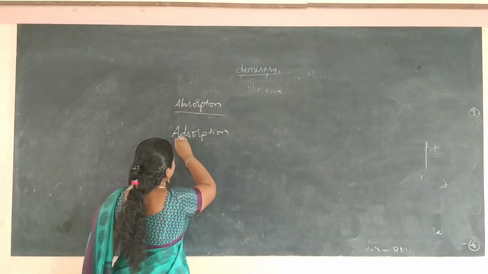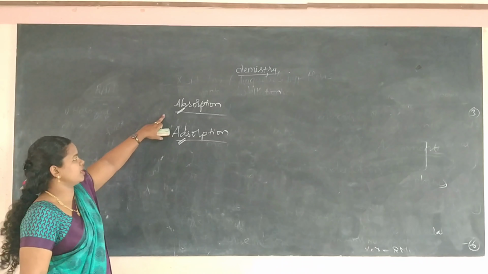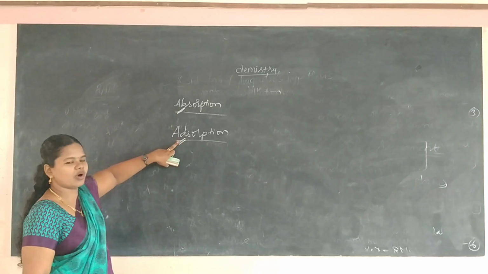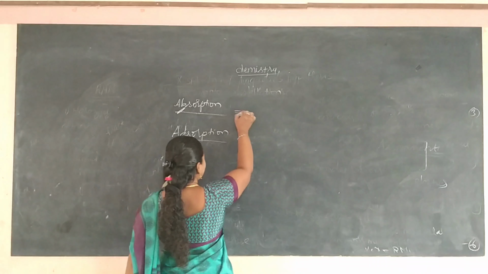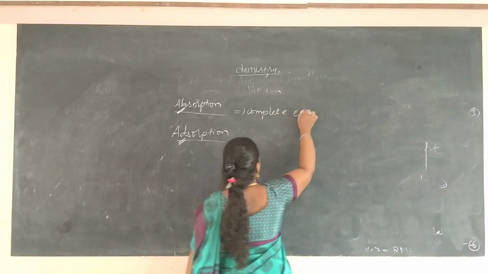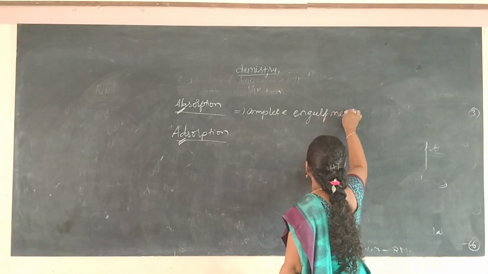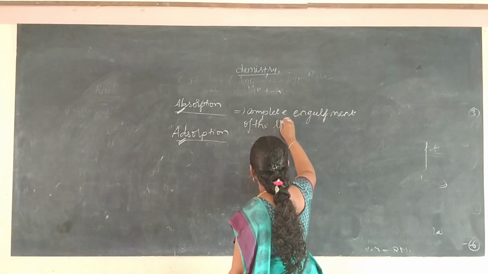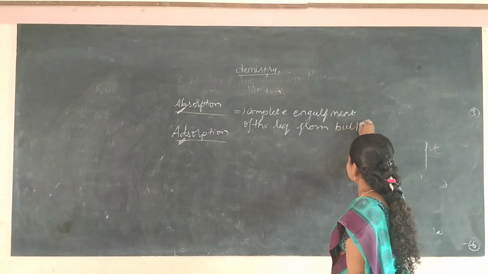For example, here AB, here AD. Sorption is the same, but here AB and here AD, that is one difference. Absorption is nothing but complete engulfment of the substance from the bulk of the liquid, from the bulk of the substance.